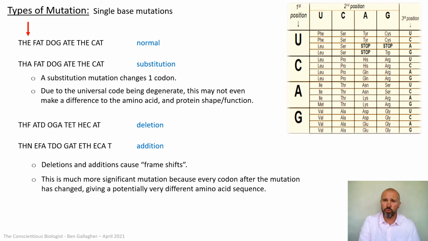So this is a much more significant mutation because every codon after the mutation has changed, giving a potentially very different amino acid sequence. So you've got substitution mutations, deletion and addition mutations. But you need to know how those three can impact translation, and why the code being degenerate might mean that a substitution mutation might mean nothing, but deletions and additions almost always cause quite significant differences.